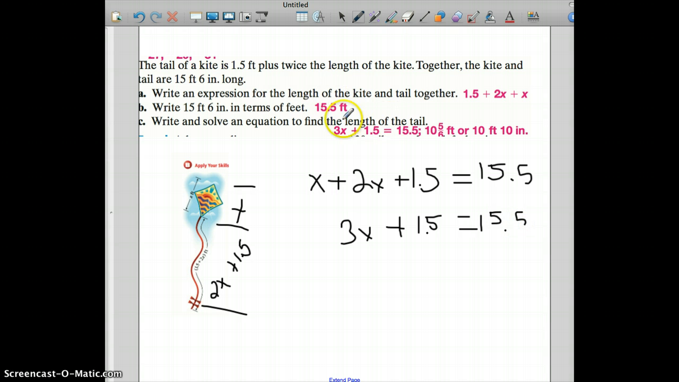Remember, the question is asking for the length of the tail. If you solve for x, you're actually getting the length of the kite, and then you need to compute to get the 10 feet, 10 inches, or 10 feet and 5/6 of a foot.